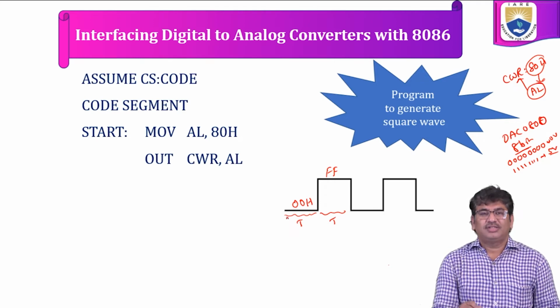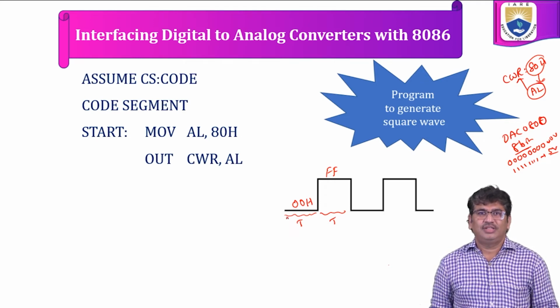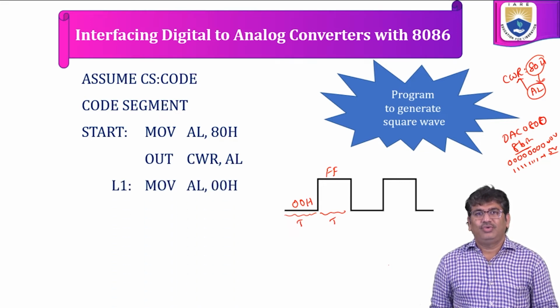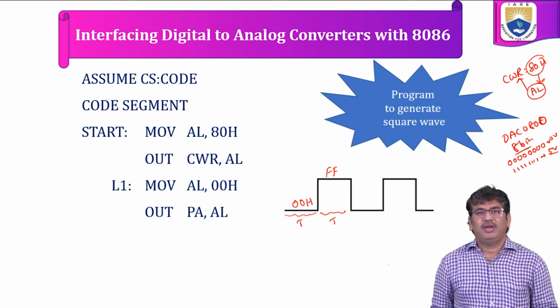Next, we have to pass 00 for port A. First we have to load it into the AL register, so we will write MOV AL, 00H. Then we have to move this 00H to port A. For that, we will write the instruction OUT port A address, AL. This 00 we have to maintain for some amount of time.